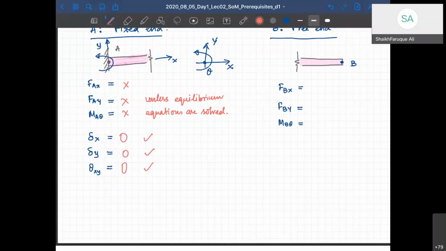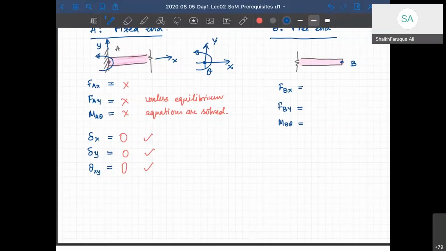Let's say, for the sake of discussion, I give an external force here, P. So you know FBY is P, right? The equilibrium has to be satisfied at that point. And if I give a moment at that point, let's say instead of force, I give a moment here, M, you know that this is going to be MB. All right, so that is known to us. Any external force is mostly known to us unless it's a design problem. Even for a design problem, we'll assume them to be known and then solve.